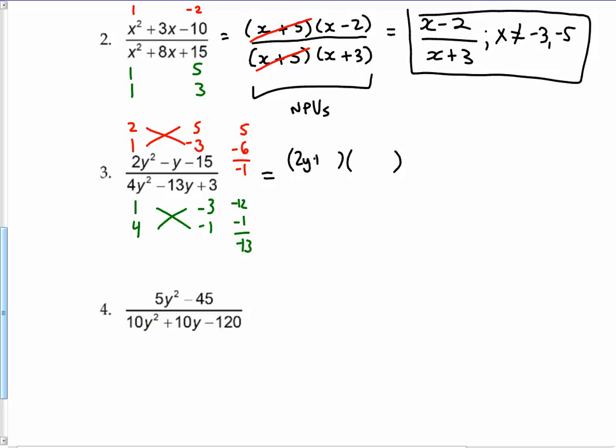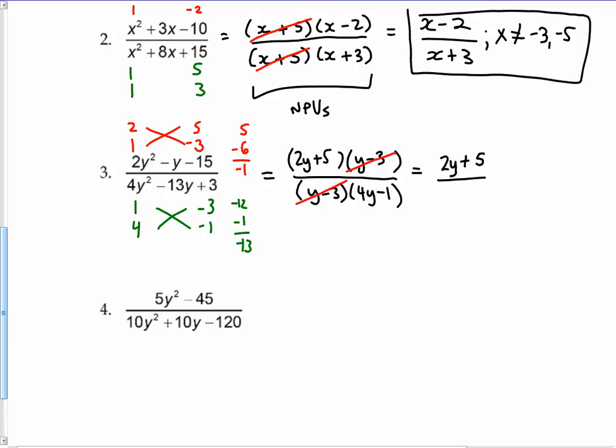2y plus 5, y minus 3, y minus 3, 4y minus 1. And what happens? Y minus 3. Doesn't that feel so nice? Love that feeling. Clearly, I need to get out more. Oh, clearly.